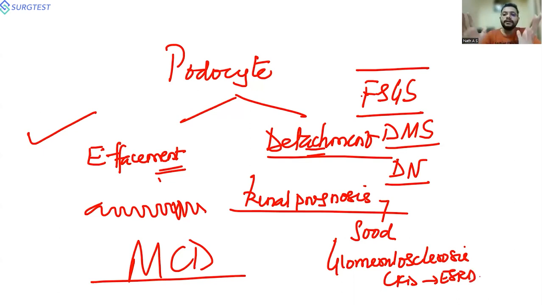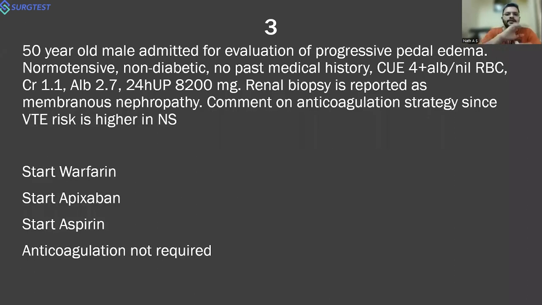One fundamental difference between MCD and FSGS. Both are primary podocytopathies, but their renal prognosis is very, very different. Okay. MCD does not go into CKD because there's only effacement, whereas in FSGS, you have effacement along with detachment. The reason for this difference in pathogenesis is unknown, but you should know this effacement and detachment. Okay. So let's go for this question.